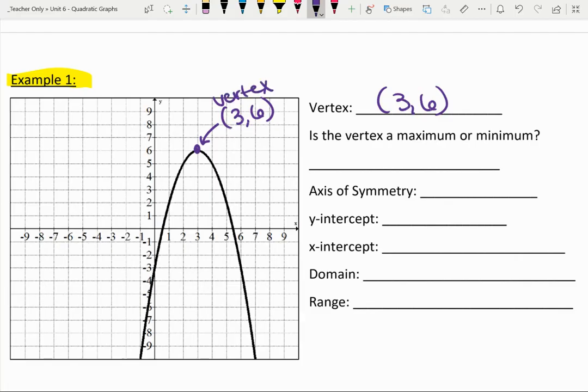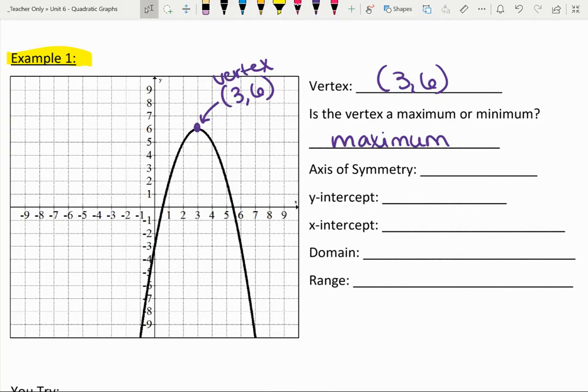Whether the vertex is a maximum or minimum: since it's at the very top of this parabola, opening downwards, that makes this a maximum. It is the highest point. The axis of symmetry, remember, is that vertical line that shows us where the graph is symmetric. So I can draw it right down the middle of the parabola. It goes through my vertex. Now, since this is a vertical line, every single point on this vertical line has the same x value of 3. So we're going to write this as x = 3 because it's a line, so we need to use an equation of a line, and we're going to use that x value.